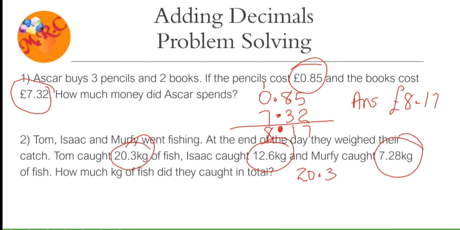20.3. Here it's going to be 12.6. And here it's going to be 7.28. Adding those together, we're going to put a placeholder there and a placeholder there. So let's go. We're going to add our 8 plus 0 plus 0, and that is 8.